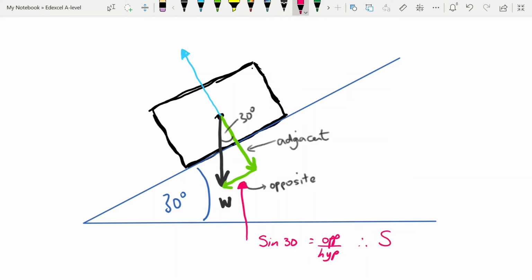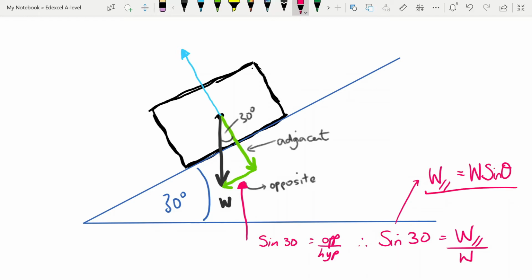Therefore, the sine of 30 will be equal to the component of the weight parallel to the slope over the weight, which means that the component of the weight parallel to the slope is going to be W sine 30, or sine theta, if you want to be more general about it.